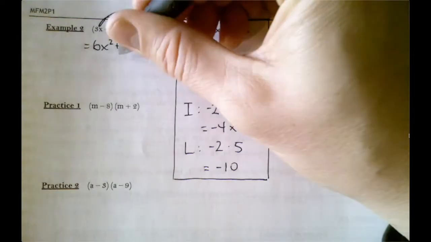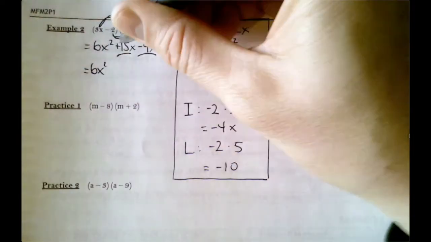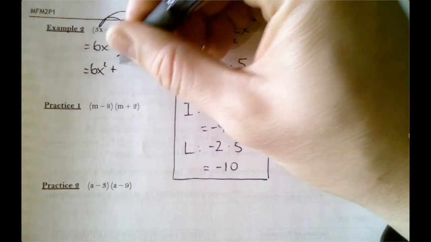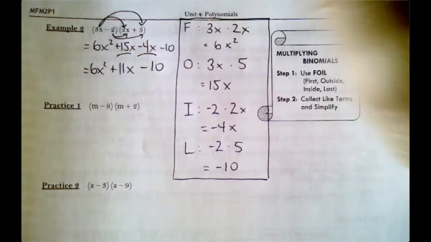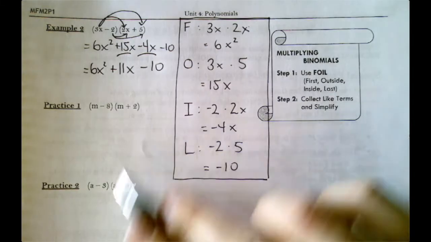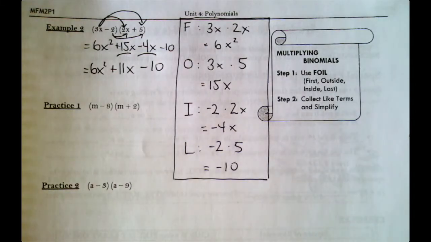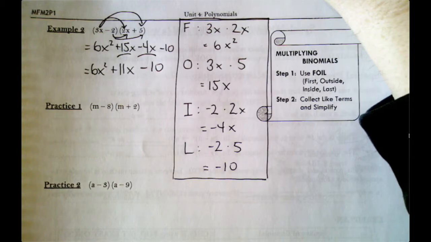Last step is to collect our like terms. We have two like terms. 15 minus 4 is 11. Those are our x terms. And we have a minus 10 on the end. Okay, so there's two examples left for you. There's practice 1 and practice 2. I want you to give those two a shot. Last thing we're going to do is an application question. So you can pause the video now and try those practice questions, or you can come back at the end of the lesson and give them a shot.